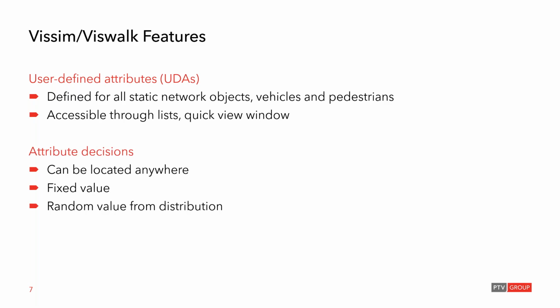Attribute decisions comfortably allow for setting values for attributes, like for example, the personal properties mentioned before, anywhere in your network. This can either be a fixed or a random value taken from a distribution. To assign random value, there is a type of distribution known as free distribution, which is used to define any possible value between the minimum and maximum values.